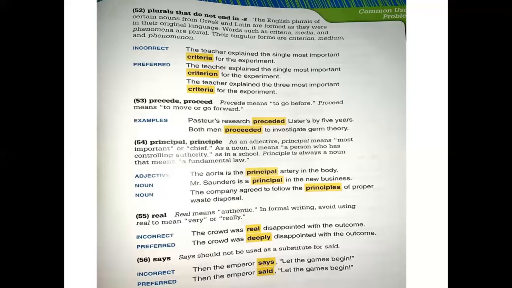But principle with LE is always a noun that means a fundamental law. Anything that is a principle means it is a basic law, it is a fundamental law. For example, as an adjective, the aorta is the principal artery in the body. It is the principal, it is the chief, it is the main, it is the vital. As a noun, I can use principle again. My principle is blah, blah, blah, whatever. Okay.